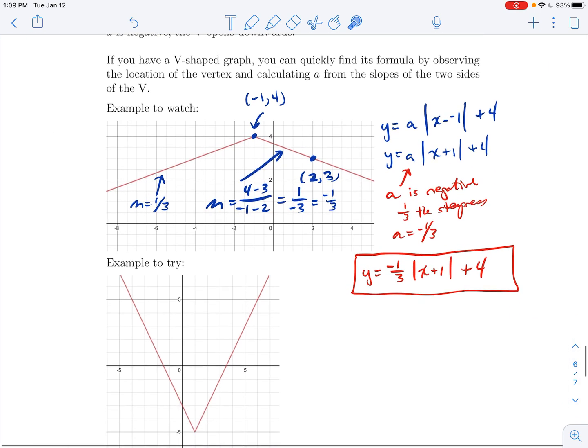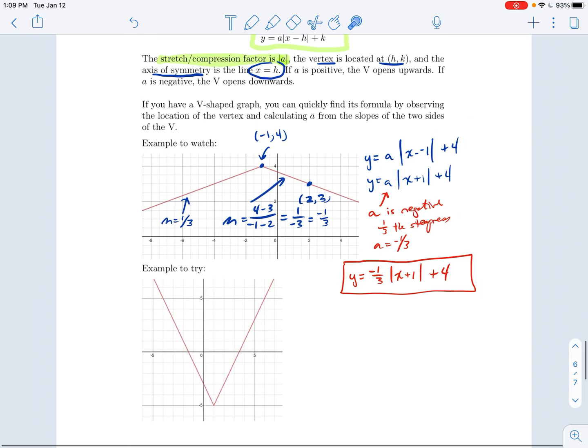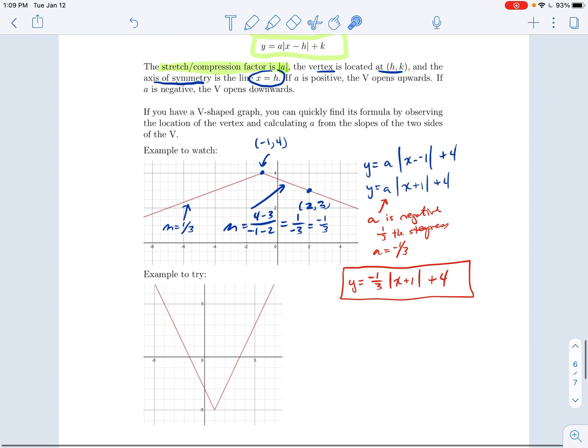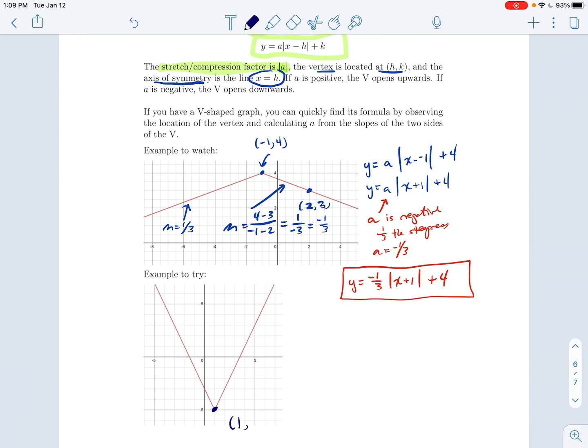So try it on your own with this one. Figure out where the vertex is, figure out if A is positive or negative, measure slopes to figure out how the steepness has changed. So hit pause and give that a try for a moment or two. All right, I hope you've tried that. So what do we see here? My vertex is at 1, -5. So I've definitely shifted 1 to the right and 5 down.